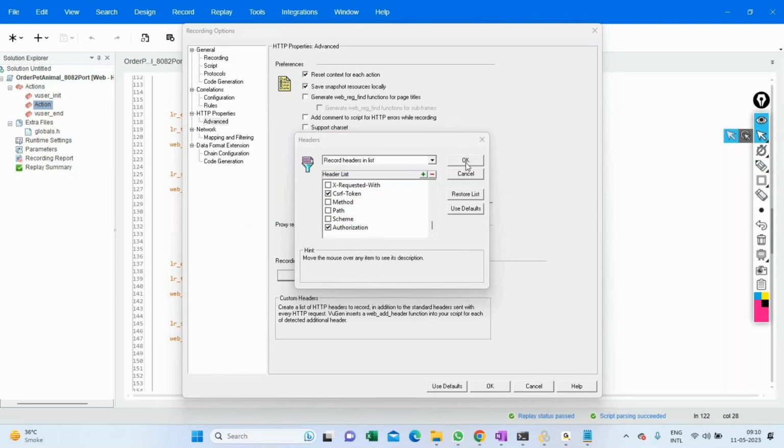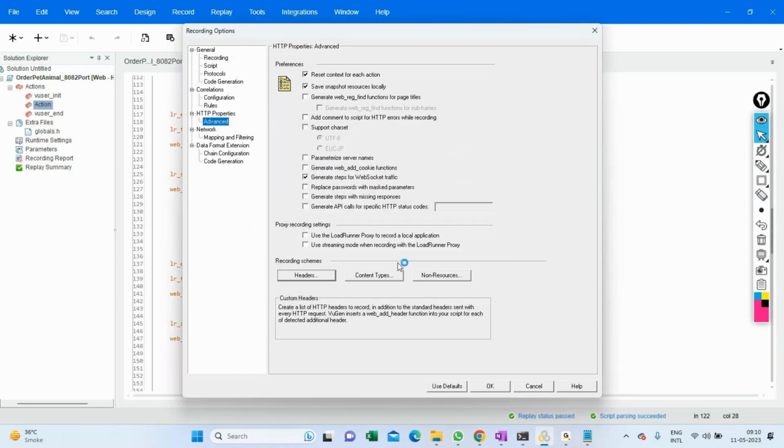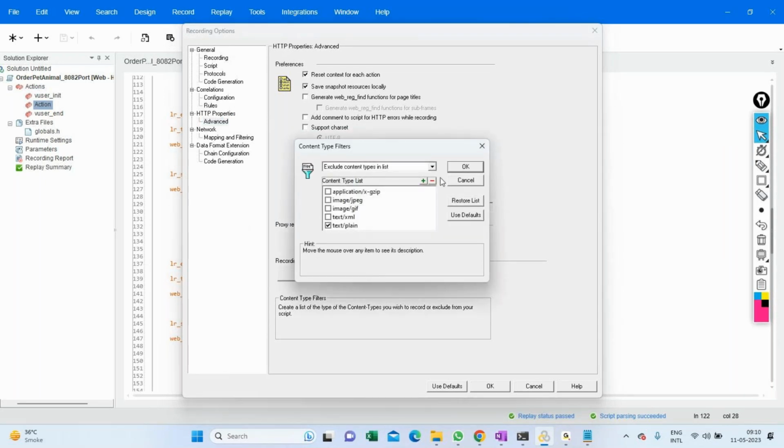Click on OK, and then click on the content types button, which is next to it. Here select this option, exclude content types in list. Select exclude content types in list, and only choose the last option, text slash plain.